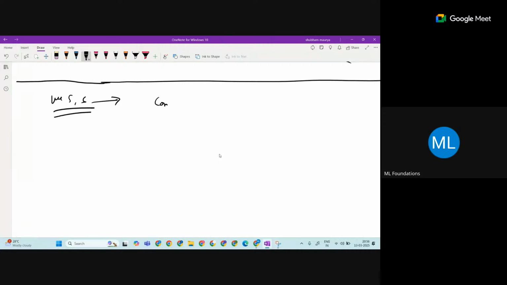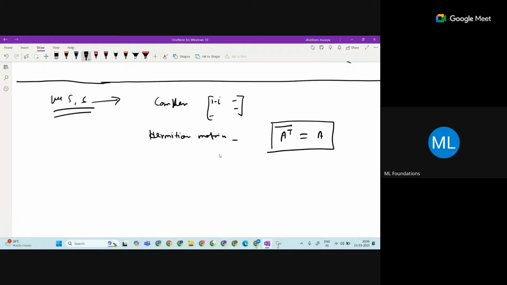Complex matrices are those matrices where the entries are complex numbers. Only that is the meaning of a complex matrix. The Hermitian matrix is a matrix with this property: if you do the conjugate and then the transpose, it will be the same as the matrix. A matrix with such a property is called a Hermitian matrix.